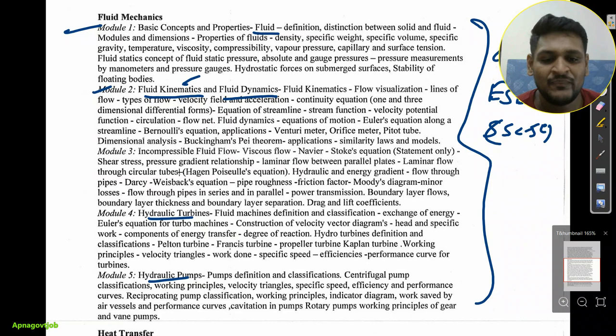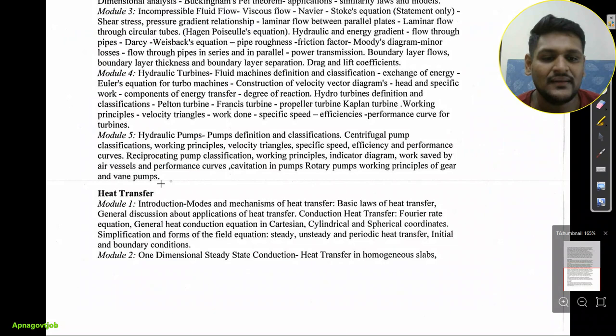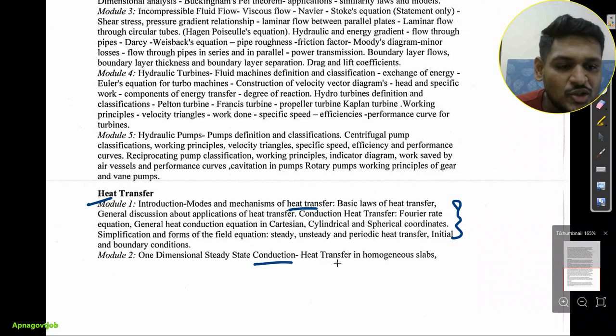The next is heat transfer, important again. So what we have in module 1 is basically the introduction, modes and mechanisms of heat transfer, and basic laws of heat transfer. You can do those, right? All the things are important here. Then one dimensional steady state conduction heat transfer in homogeneous slabs, this is also important.